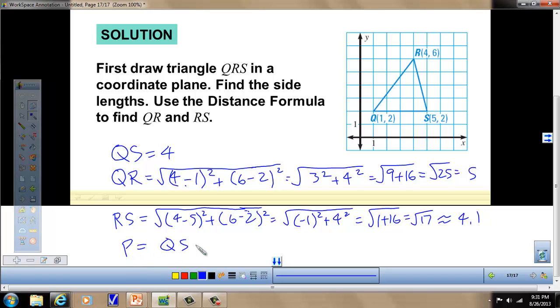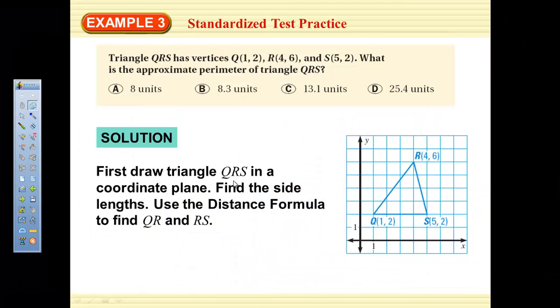So we're adding QS, QR, and RS. That would be the same as 4 plus 5 plus 4.1 approximately. So we'll put squiggly lines here for approximately. And then that's approximately equal to 13.1. And since there aren't any units, we can just write units here. So that's our answer. Let's take a look at what they did as well.